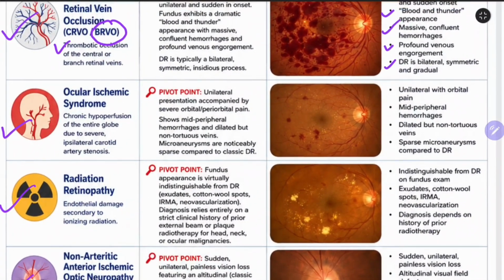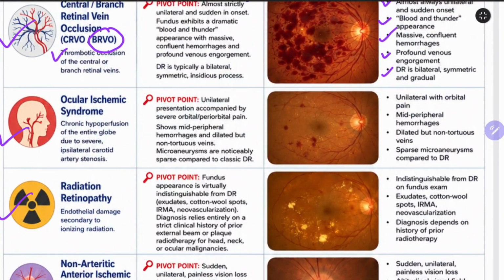Then radiation retinopathy we will see because it is very much similar to diabetic retinopathy. So there is endothelial damage secondary to ionizing radiation. Fundus appearance is virtually indistinguishable from diabetic retinopathy. It will have exudates, cotton wool spots, IRMA, neovascularization. Diagnosis relies entirely on a strict clinical history of prior external beam or plaque radiotherapy for head, neck, or ocular malignancy. See, it is very much similar to diabetic retinopathy. Indistinguishable from DR on fundus examination; diagnosis depends on history of prior radiotherapy.